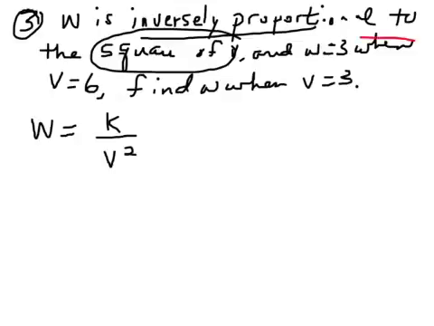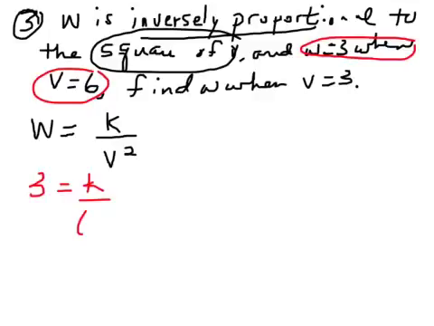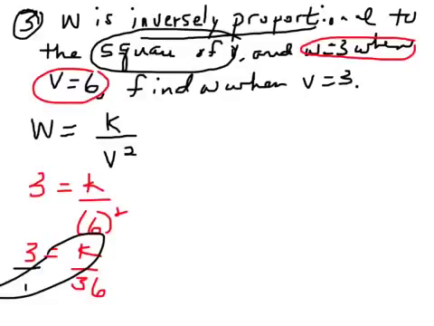The set of information they give is that w is 3 when v is 6. So we're going to plug that in. W is 3 when v is 6, so that's going to be 6 squared. So 3 is equal to k over 36. Now, just like I did in the previous problem, if I want to solve for k, you can solve another way, but I like to make proportions because they're so fast to solve. Since I have a fraction on one side, I'll make a fraction on the left side by putting 3 over 1. 1 times k is k, and 3 times 36 is going to be 108.